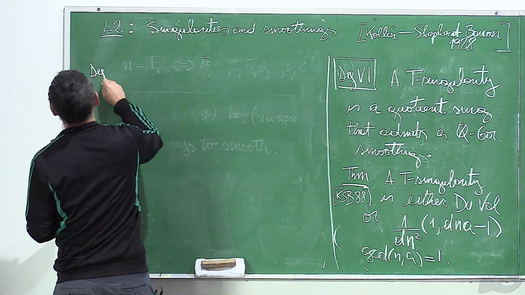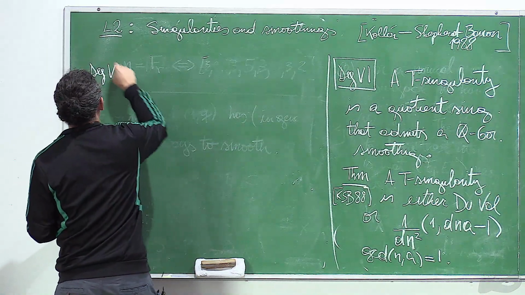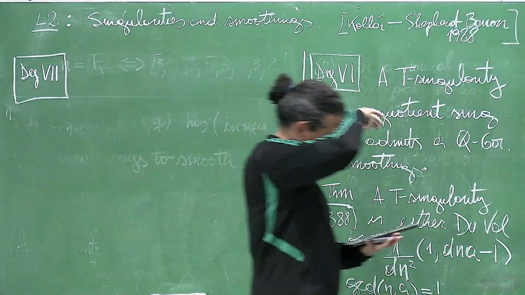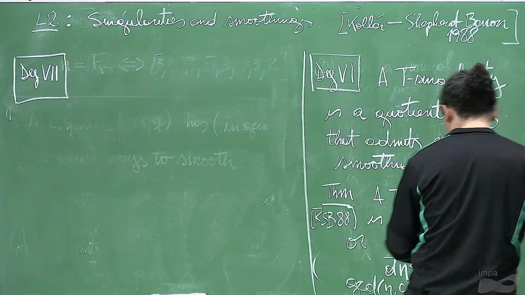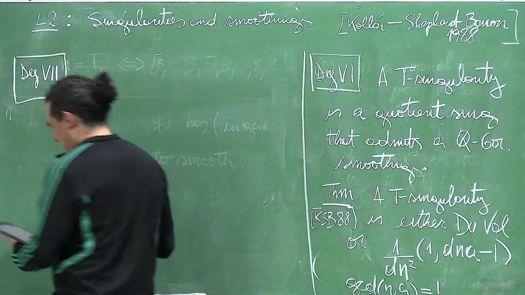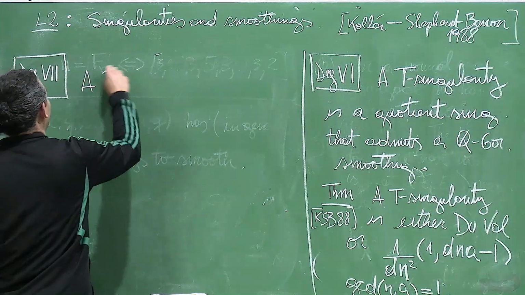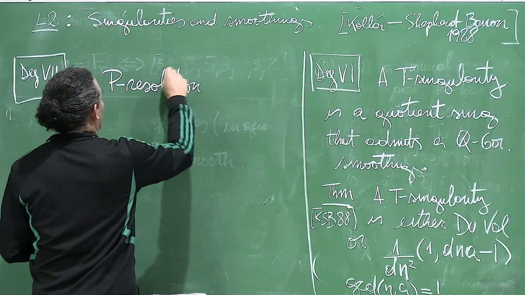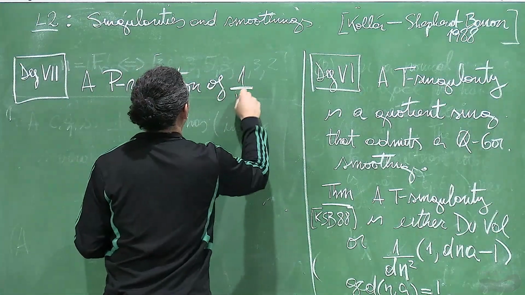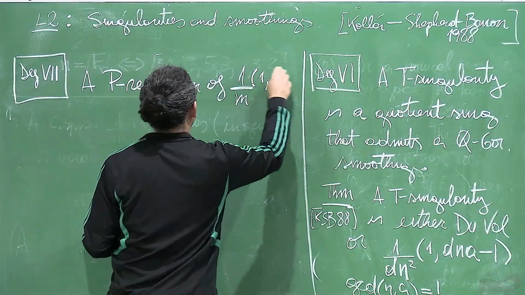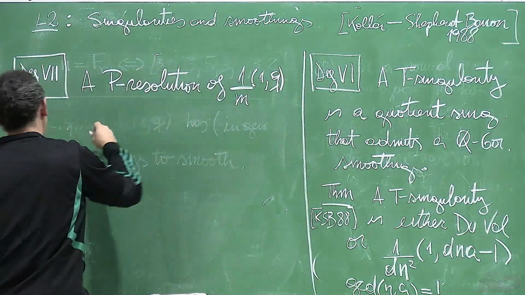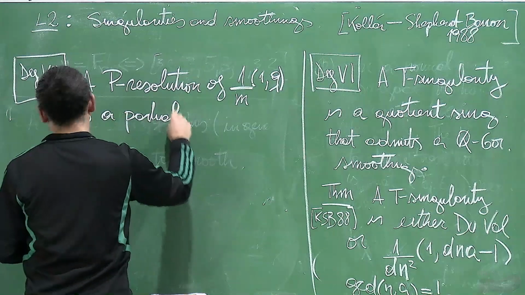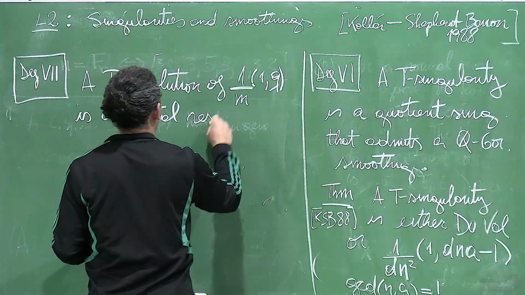So this is the definition. There are many things before I do an example, because we really need this language to express something. Sorry about that, too much maybe. A P resolution of a given cyclic quotient singularity is a partial resolution.